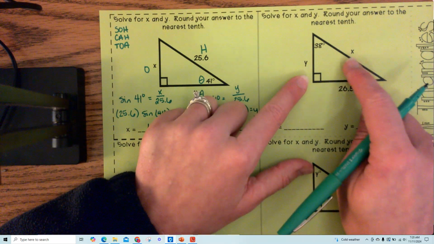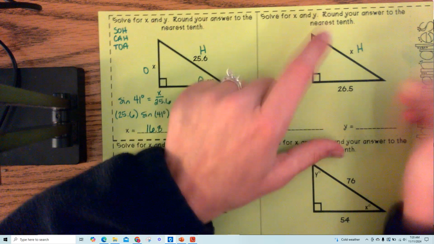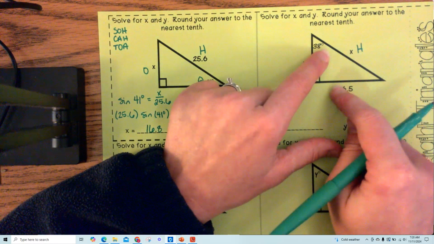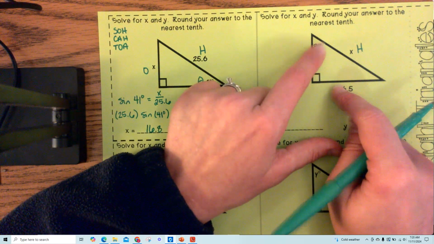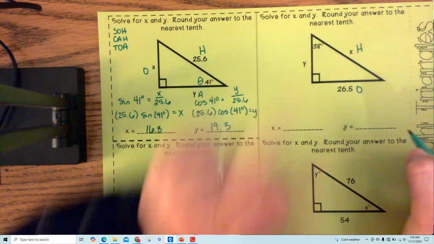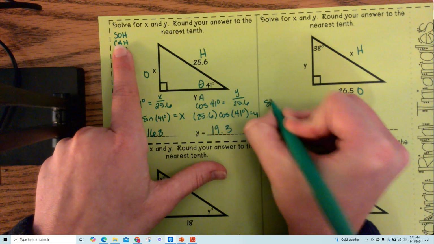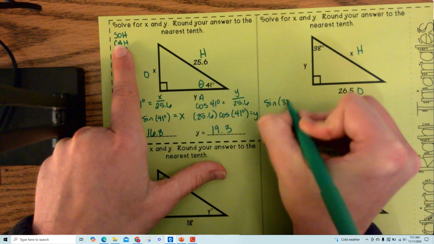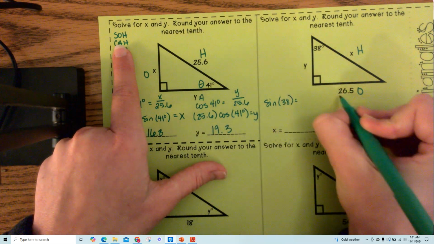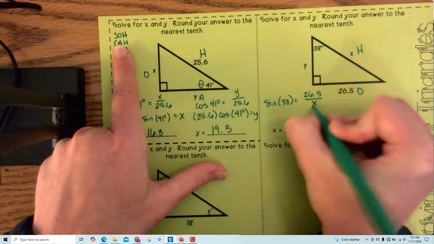So in this one, no matter what, x is going to be a hypotenuse. And then the other 2 pieces of information I have are the angle, and then in reference to this angle, this side here would be an opposite. So this would be a sine problem. So I could do sine of 38 is going to equal the opposite side over the hypotenuse.